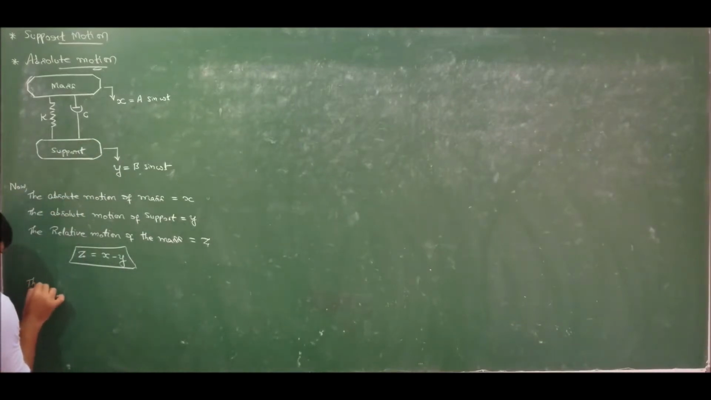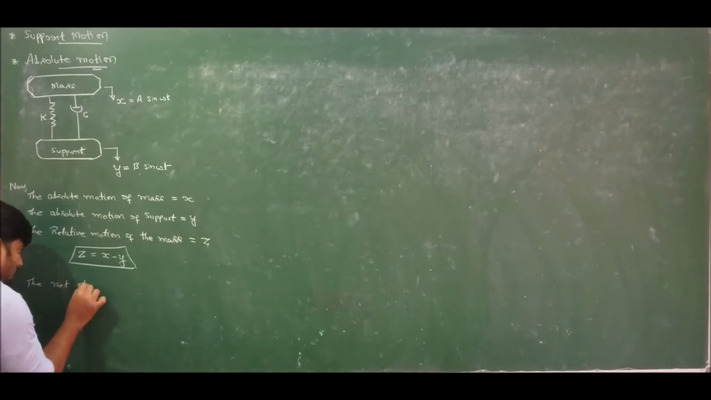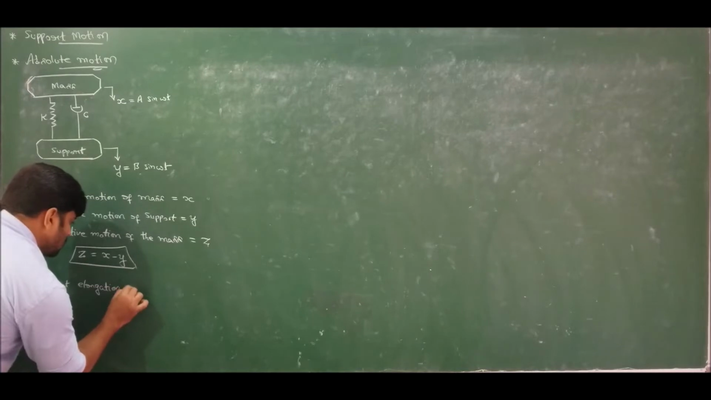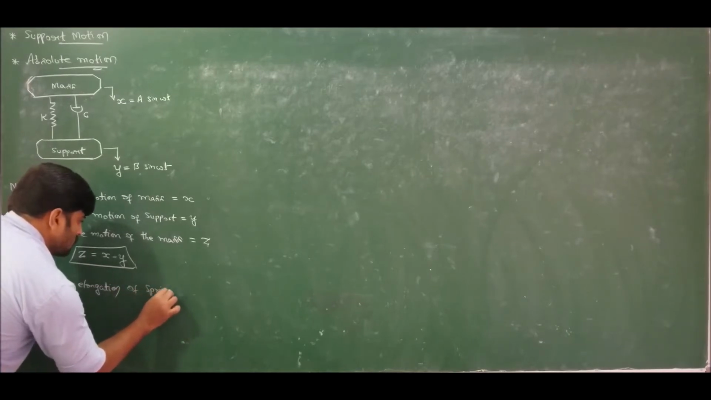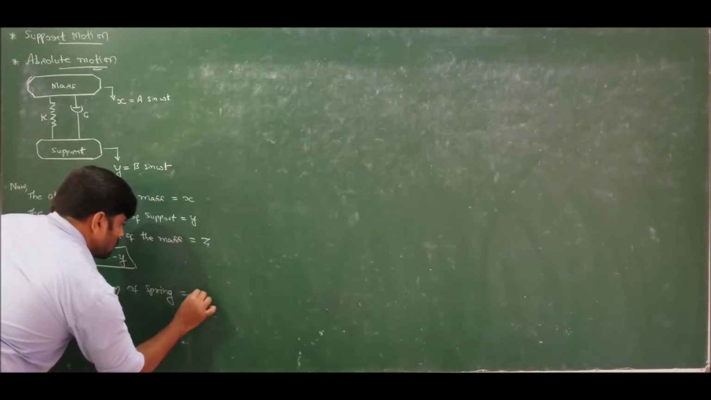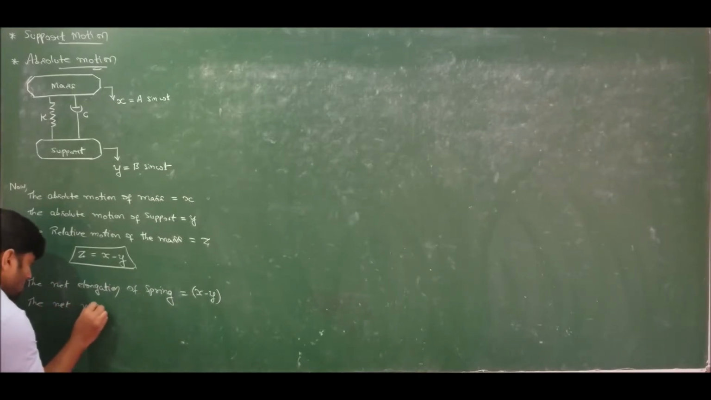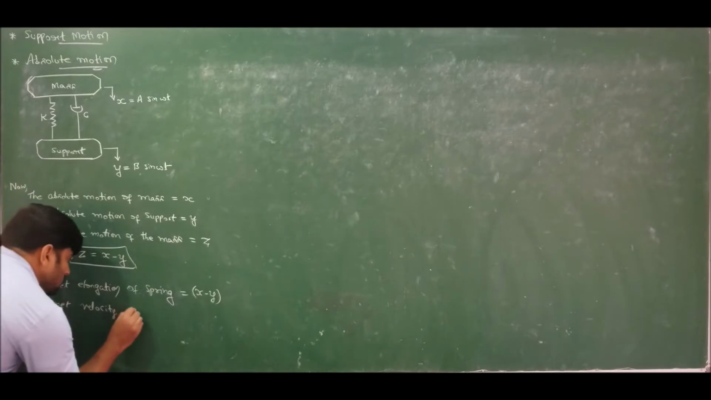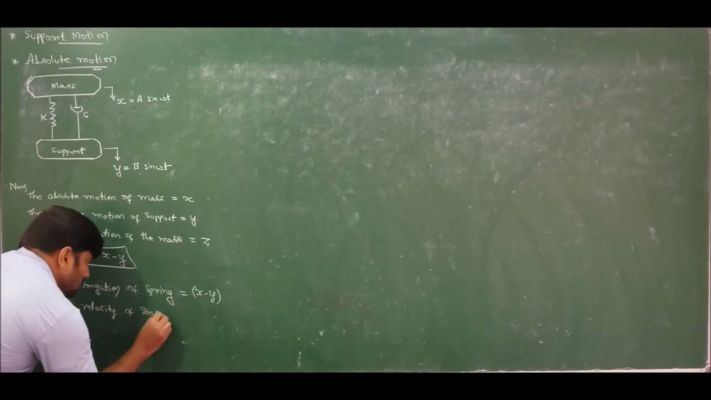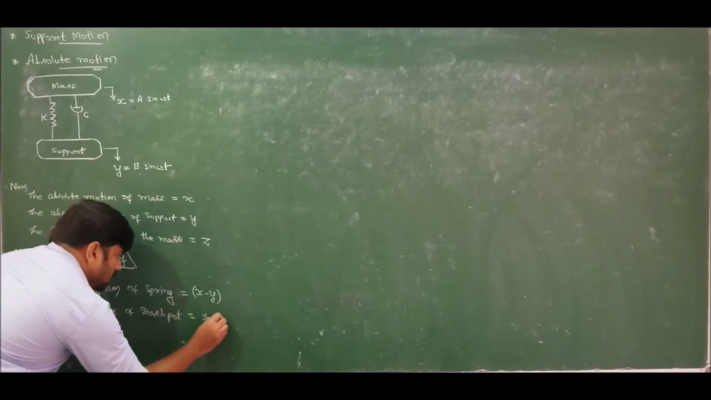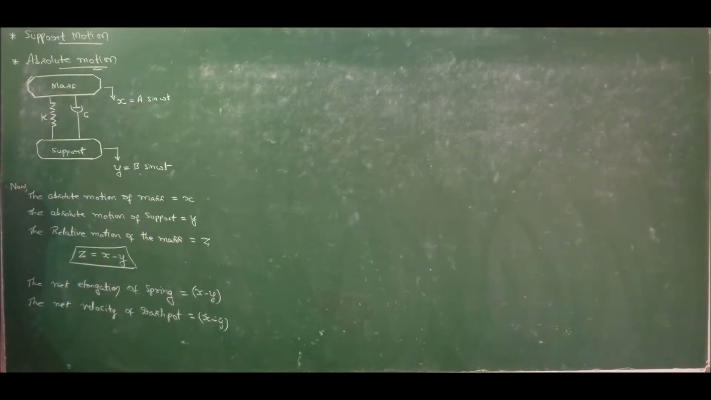The net elongation or compression of spring will be x minus y, whereas the net velocity of dashpot will be x dot minus y dot. Correct, x dot minus y dot.